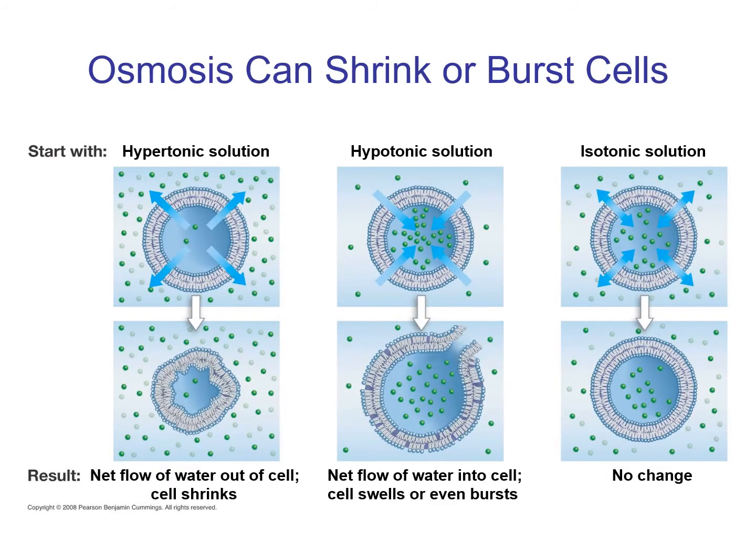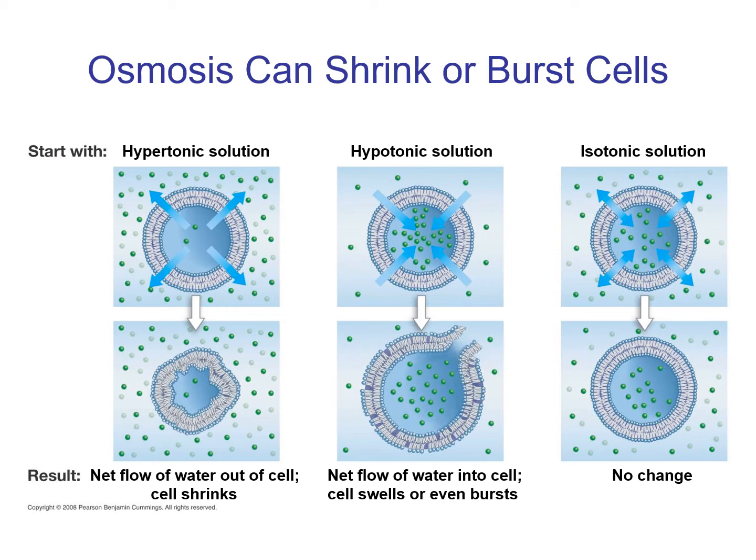How do these different situations affect the volume of a cell? If we have a cell in an isotonic solution, that means we have the same solute concentration inside as outside. And although water is going to be diffusing back and forth, we're not going to see a change in the volume of the cell.